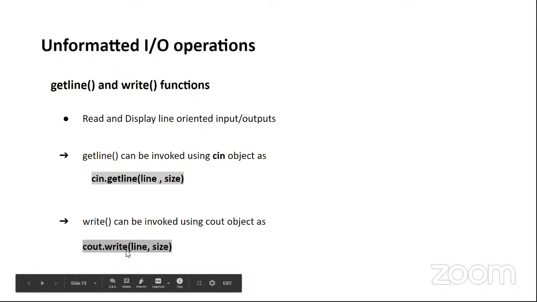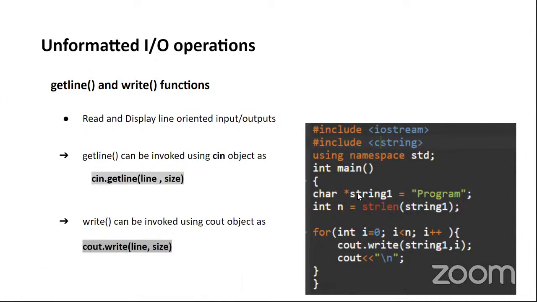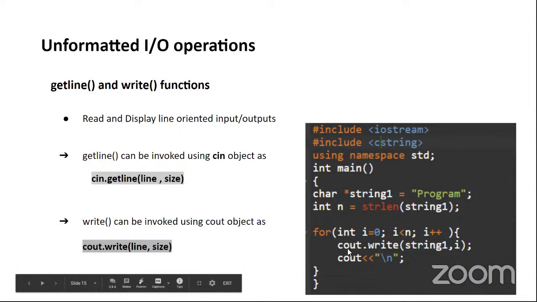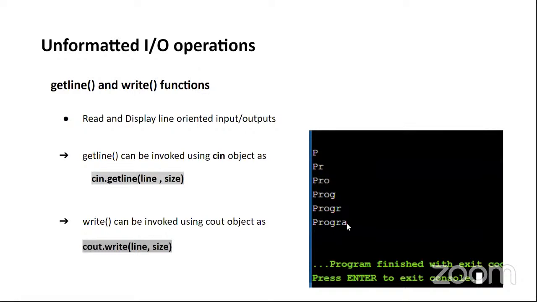So the syntax of the write function is this: cout.write(line, size). We have a pointer to a character, and the size is the length of a string, and so in every iteration it will print. We'll see the output, something like this.